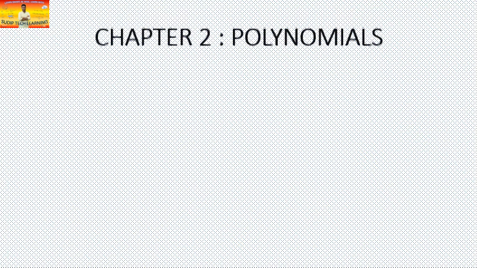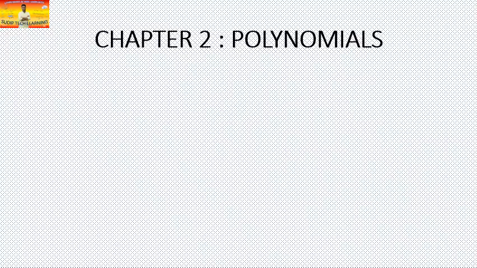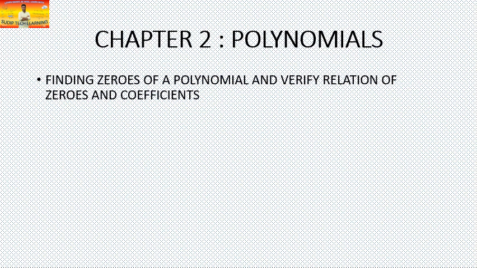Moving to chapter number 2. This is polynomials. Now the polynomials chapter is a little bit lengthy, a little bit tricky, but there are very easy parts in this chapter. For example, finding zeros of a polynomial. This is the main story of this chapter, finding zeros. And finding zeros is not difficult only when the equation is given.